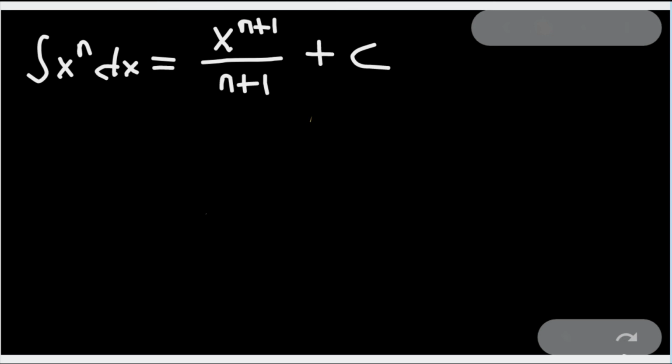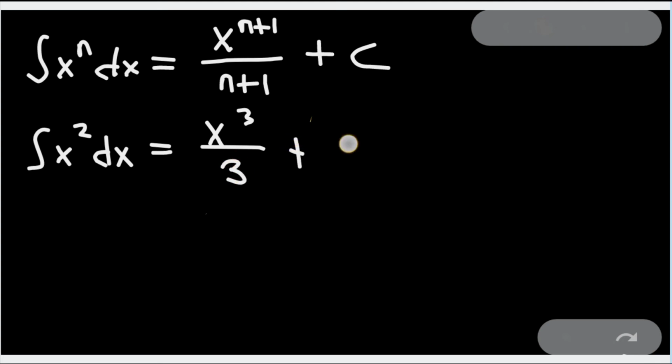To understand it further, let's have an example. For example, let's have the integral of x squared dx. In this example, the value of n is 2. So what we have is x raised to 2 plus 1, which is equal to 3, over 2 plus 1, which is 3, then plus c.